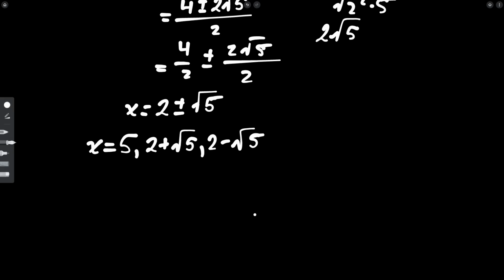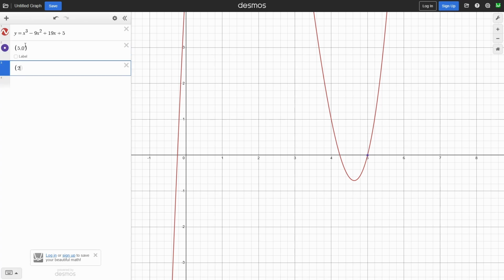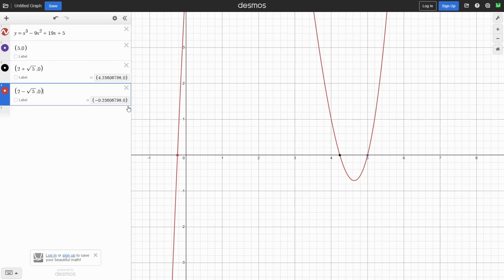Now we can go back to the calculator that we opened up and check if those are the answers. So we have 5 comma 0, that works. 2 plus the square root of 5 comma 0, that works. And then we have 2 minus the square root of 5 comma 0, and that works swimmingly.